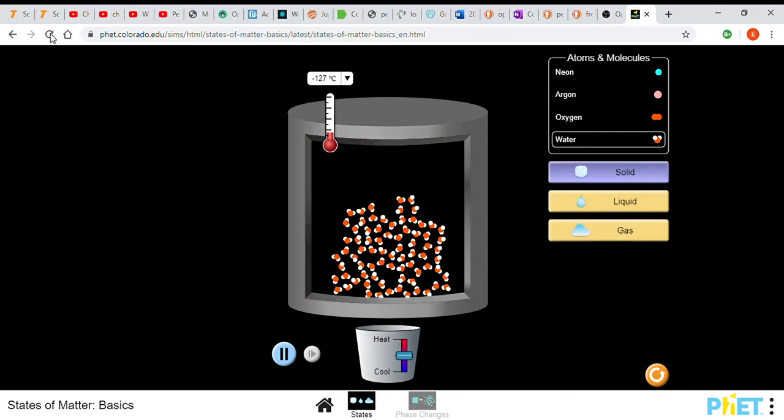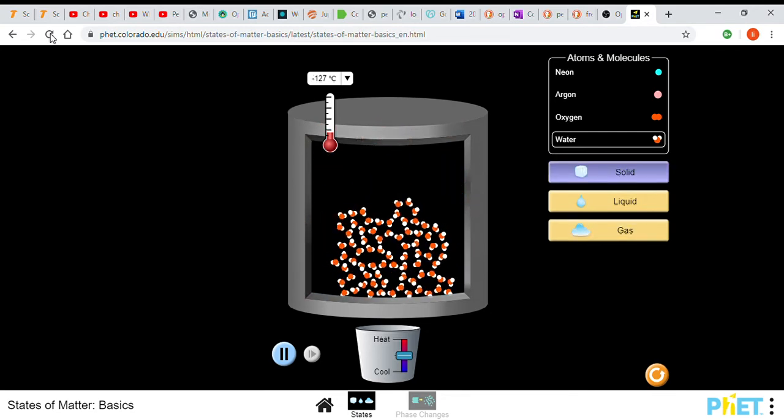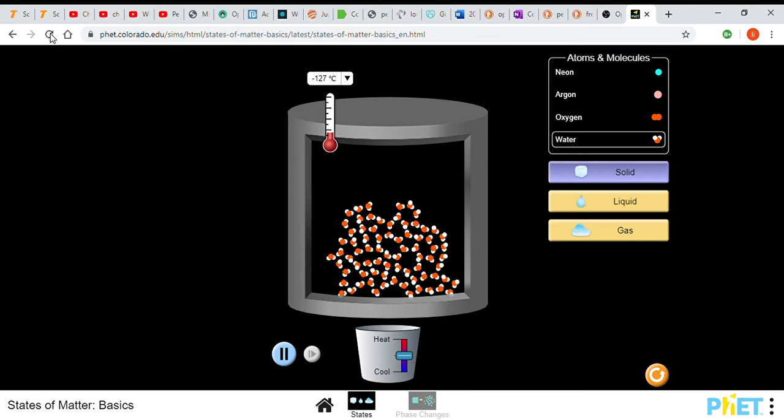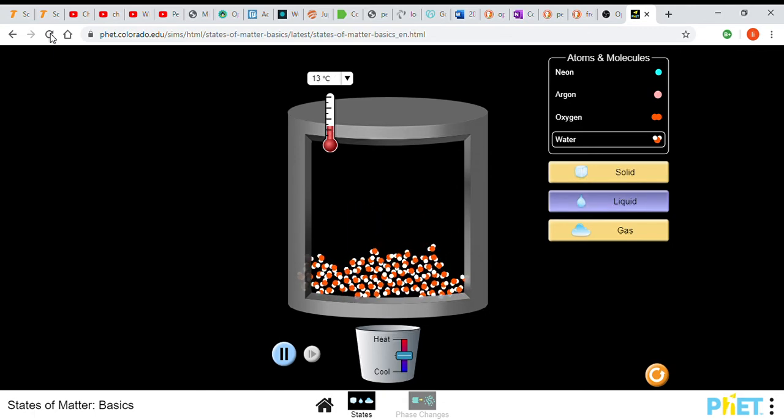So in the solid, we can see that the molecules, they're just really vibrating. They're sort of twisting back and forth, but they're not spinning. They're not moving past each other. They're just there vibrating in place. If we go to liquid, well, we can see now they're across the bottom, and you can see that they're spinning. And some of them are spinning quite a bit, and they're sort of moving past each other as we go through. This is at 13 degrees Celsius.